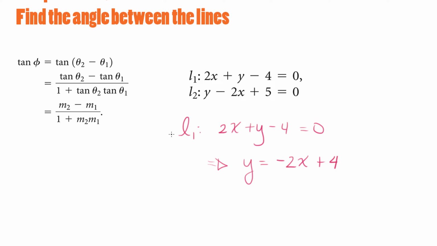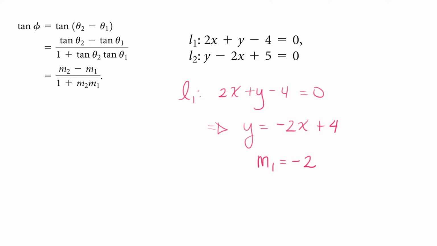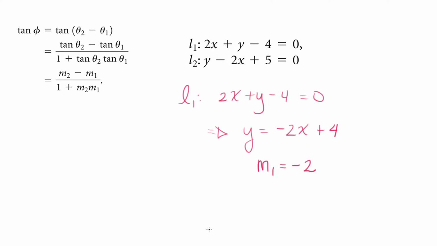Now, this is for L1. So m1 is the slope of this line. Now remember, in mx plus b, m is the slope. m is the number multiplying x. In this case, negative 2. Now the same thing you have to do for L2.